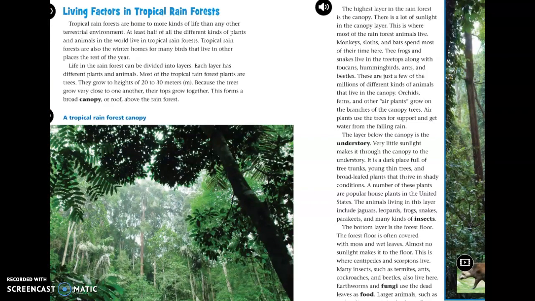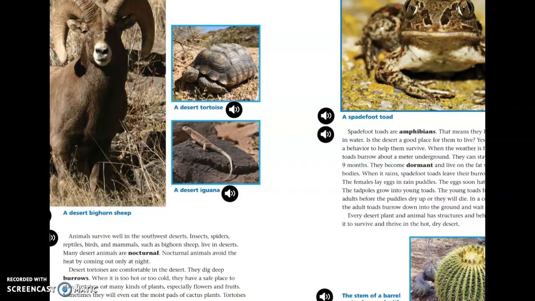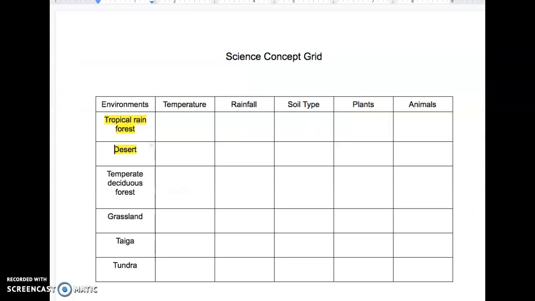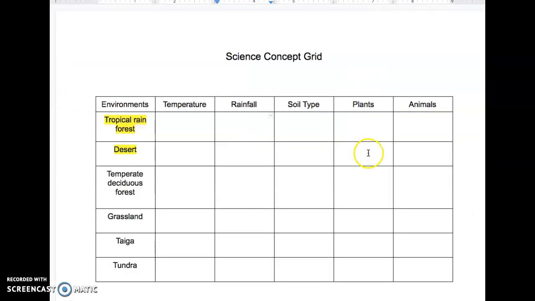Okay, so I'm looking, I see understory, living factors in deserts, now non-living factors in rainforests. Let's look here. Tropical rainforests are wet and hot all year. The rainfall in rainforests is about 200 to 250 centimeters per year. Okay, is that temperature? No, but it's rainfall. Okay, so I'm going to put that under rainfall, 200 to 250 centimeters a year.